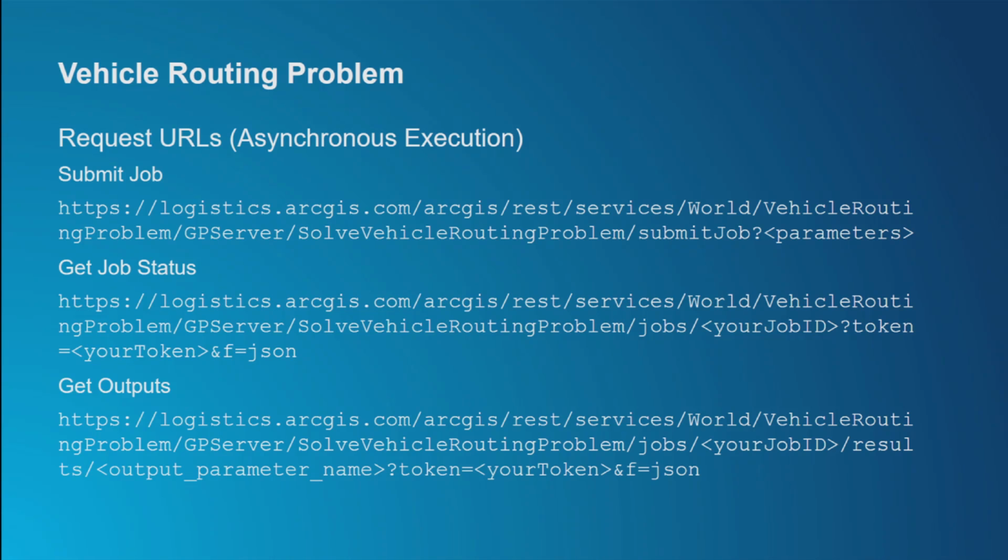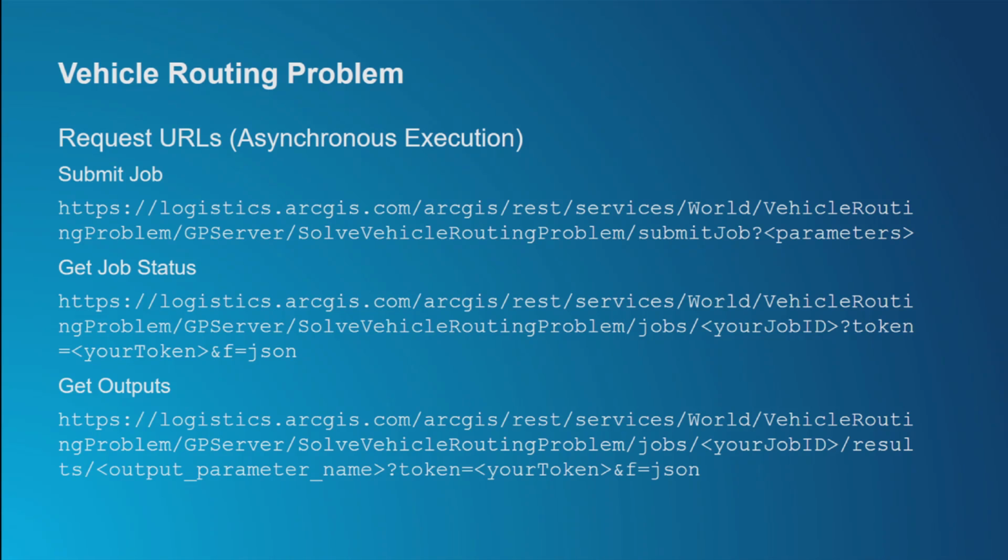And once you know the job either failed or succeeded, you can start either retrieving the messages in case it failed to figure out why it failed, or you can get the outputs. If the job succeeded, you can get the outputs and then start working with the outputs. So any asynchronous execution, you're always following this pattern: submit job, get job status, get outputs.